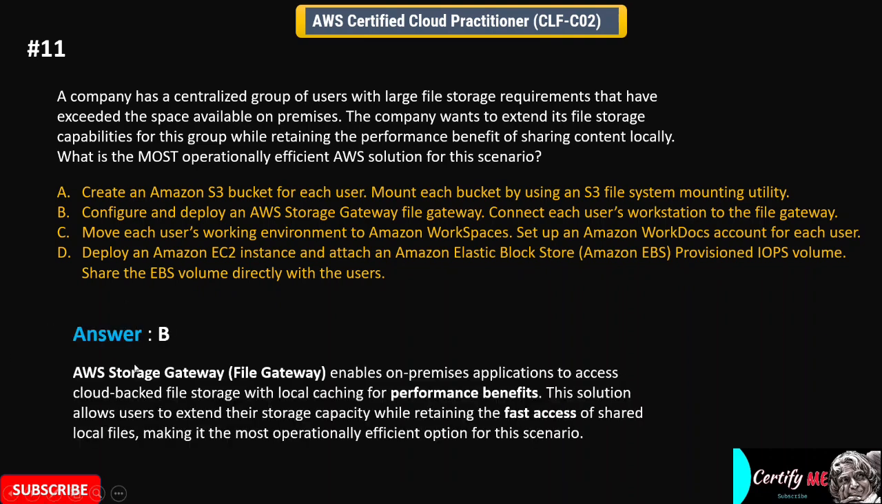AWS Storage Gateway enables on-premises applications to access cloud-backed file storage with local caching for performance benefits. This solution allows users to extend their storage capacity while retaining the fast access of shared local files, making it the most operationally efficient option for this scenario. Let's move on to the next one.